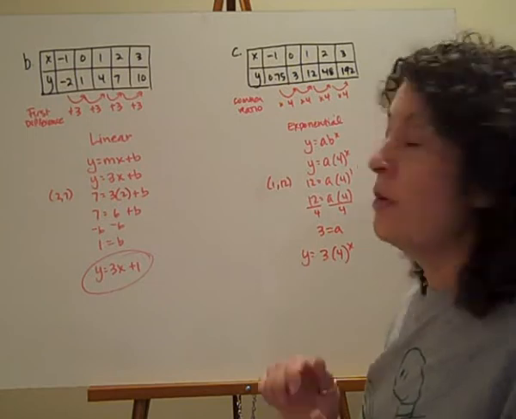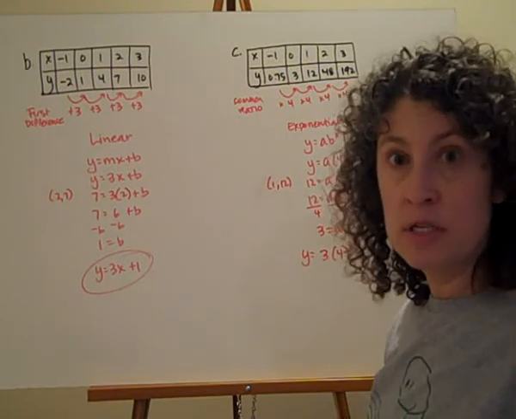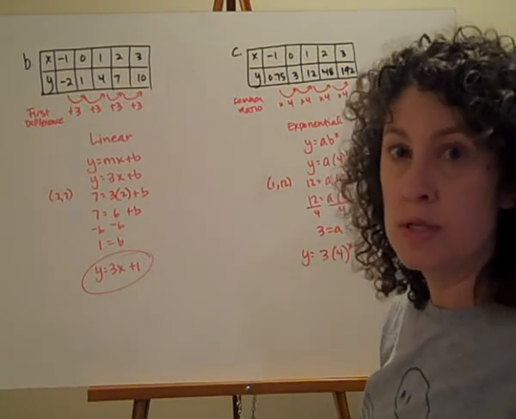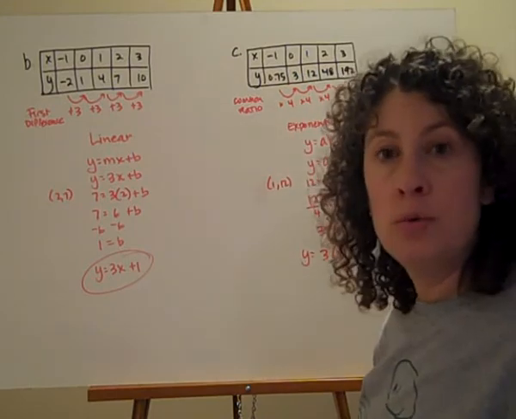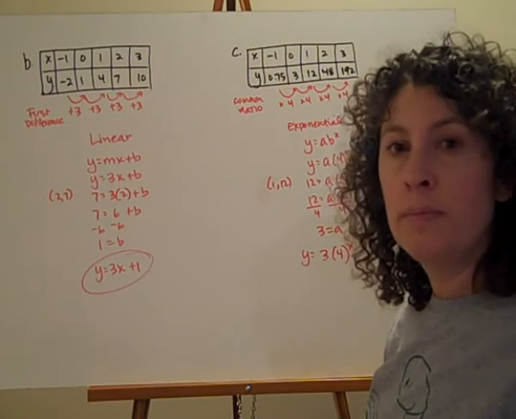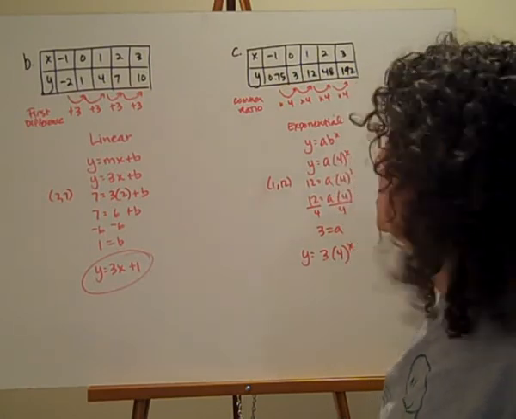So using either our first difference, our second difference, we don't use the second difference, we just use that to determine what kind of pattern it is, or our common ratio, to write an equation, whether it's linear, whether it's quadratic, or whether it is exponential.